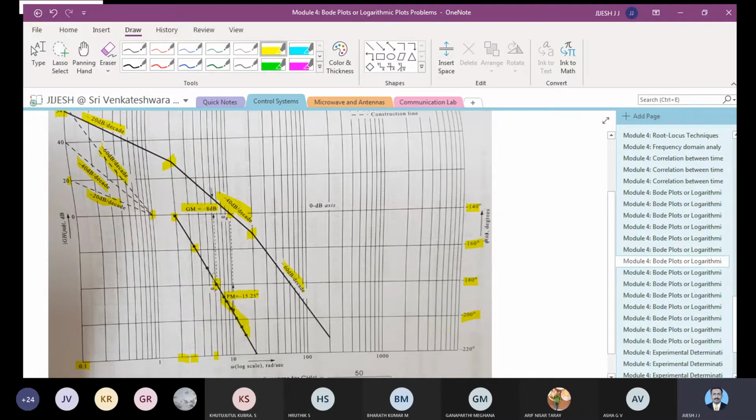Then connect them with your free hand. You just draw this line. It can be plotted freehand, so you will get this line. After that, I have told you that you need to find out the gain margin and phase margin.